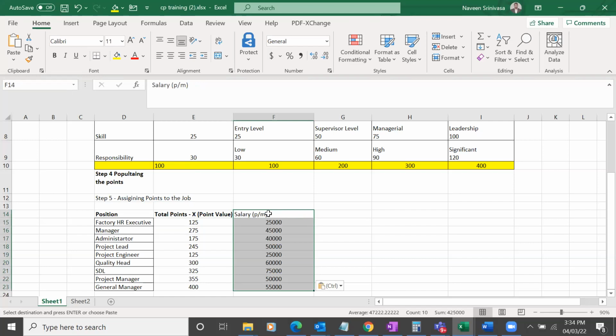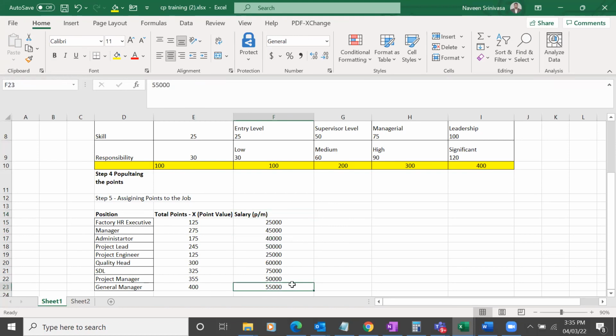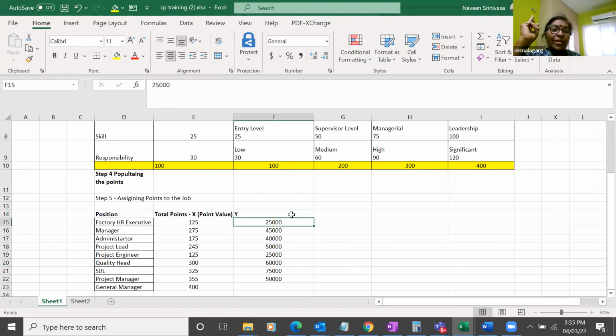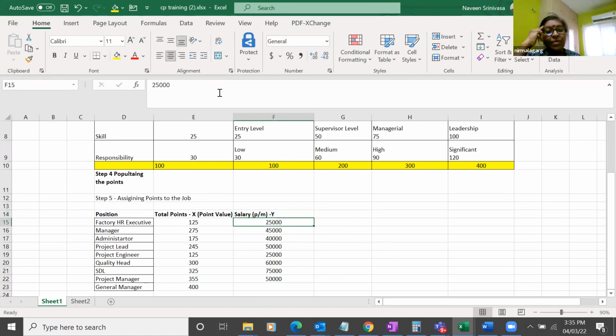Now, if you want, you can also leave out the general manager's data. You can leave one position. Okay. I'll tell you why. And now you put this as Y. In regression, you will have two variables, I explained to you last time. X and Y, independent variable and dependent variable. Market is independent, your X, and dependent is your Y.